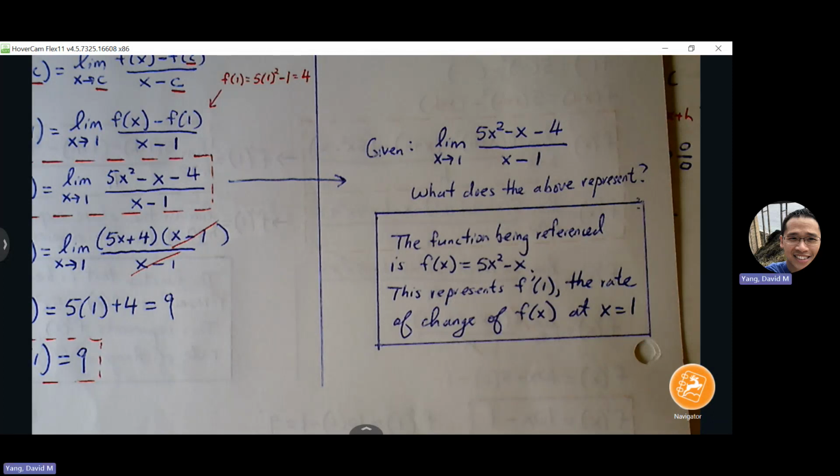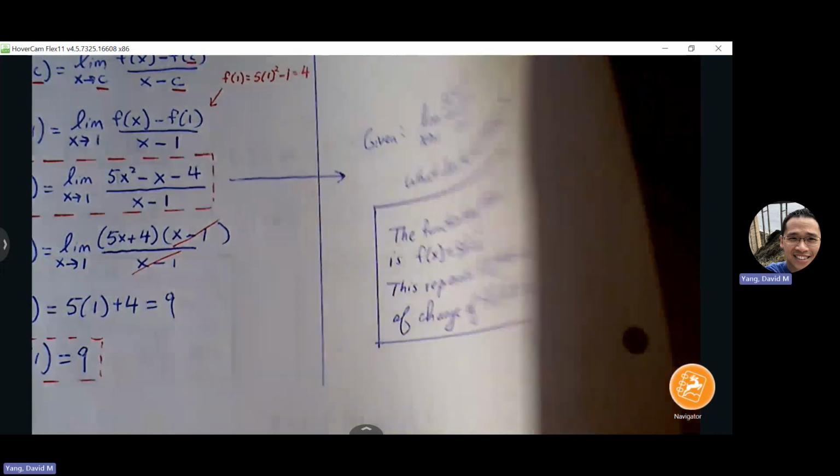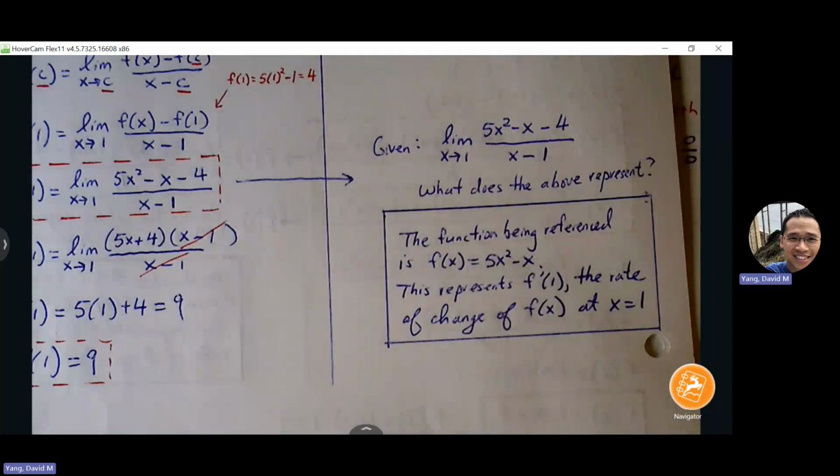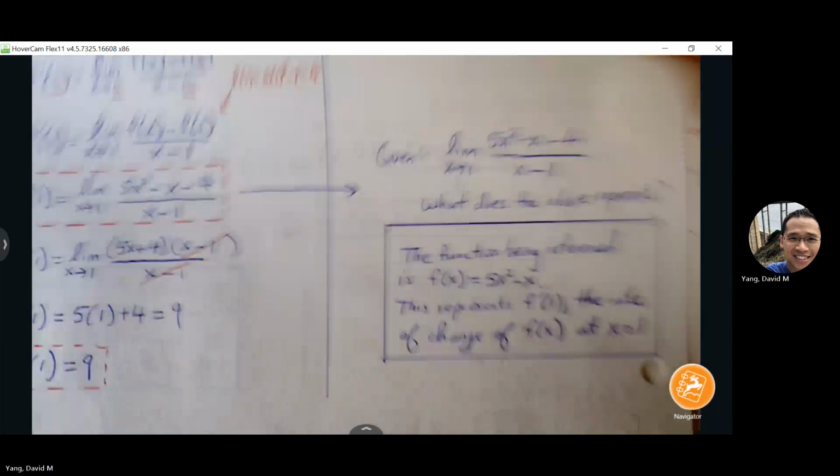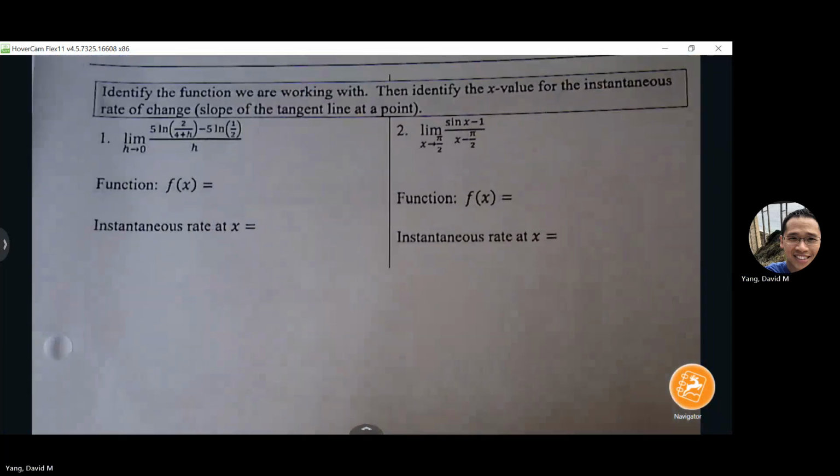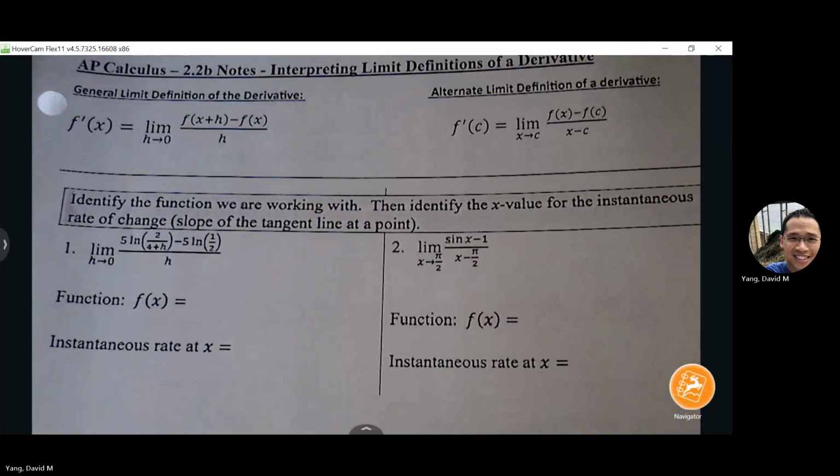So that's what I want us to do today. Can we look at a limit definition that is worked halfway through, pick out what function it is coming from, and understand that it's asking for the slope at a point? All right, so let's go to the new worksheet here.